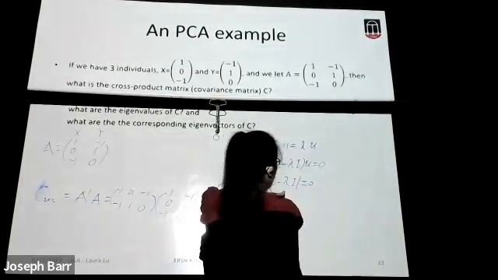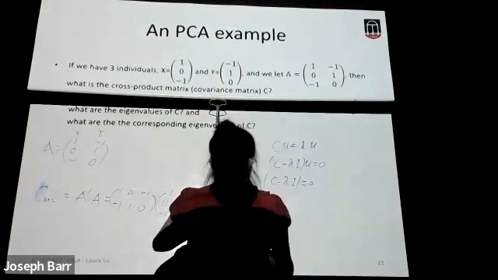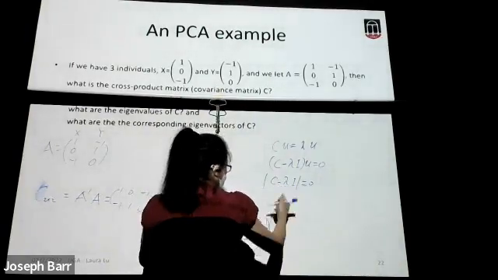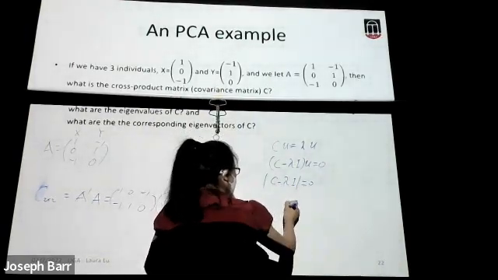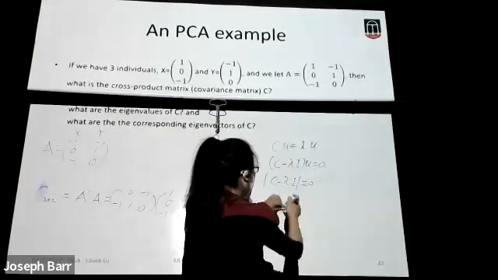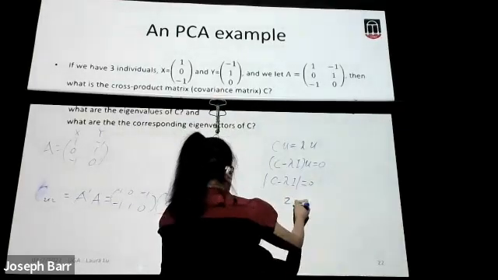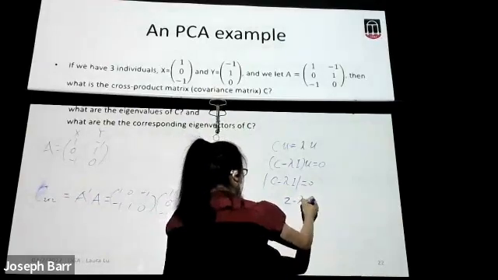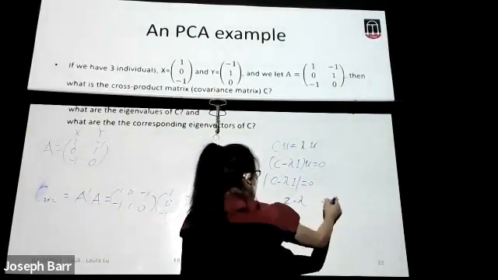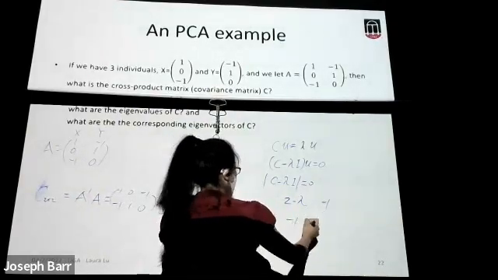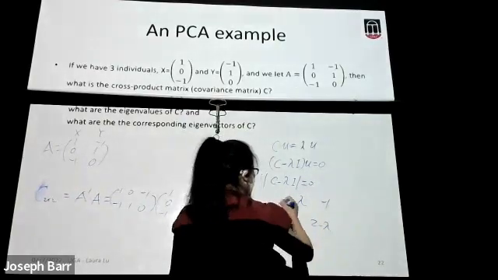Then you do the calculation. So we have C here, so we have C minus lambda I. This is 2 minus lambda here, and the minus 1 here. Minus 1 here, and the 2 minus lambda.